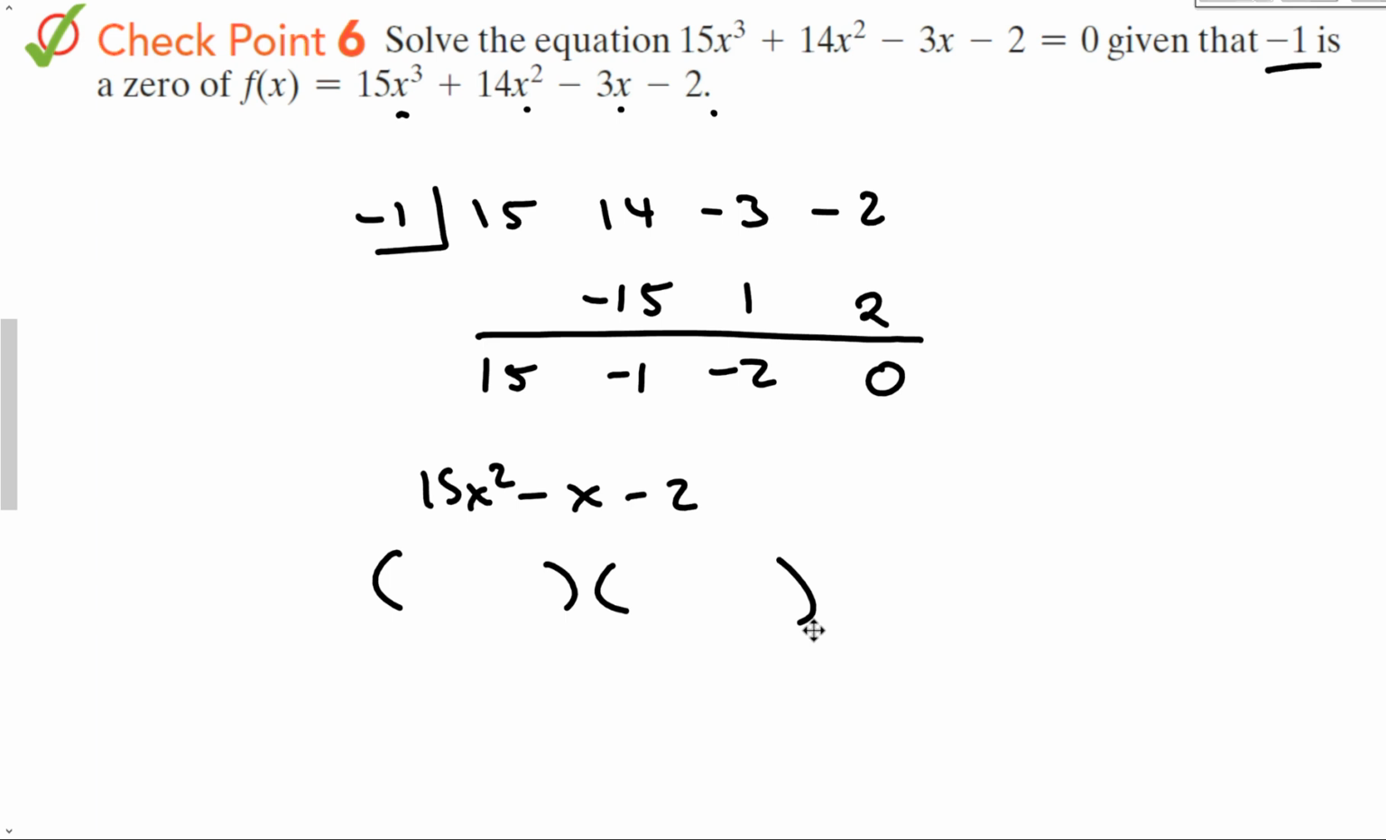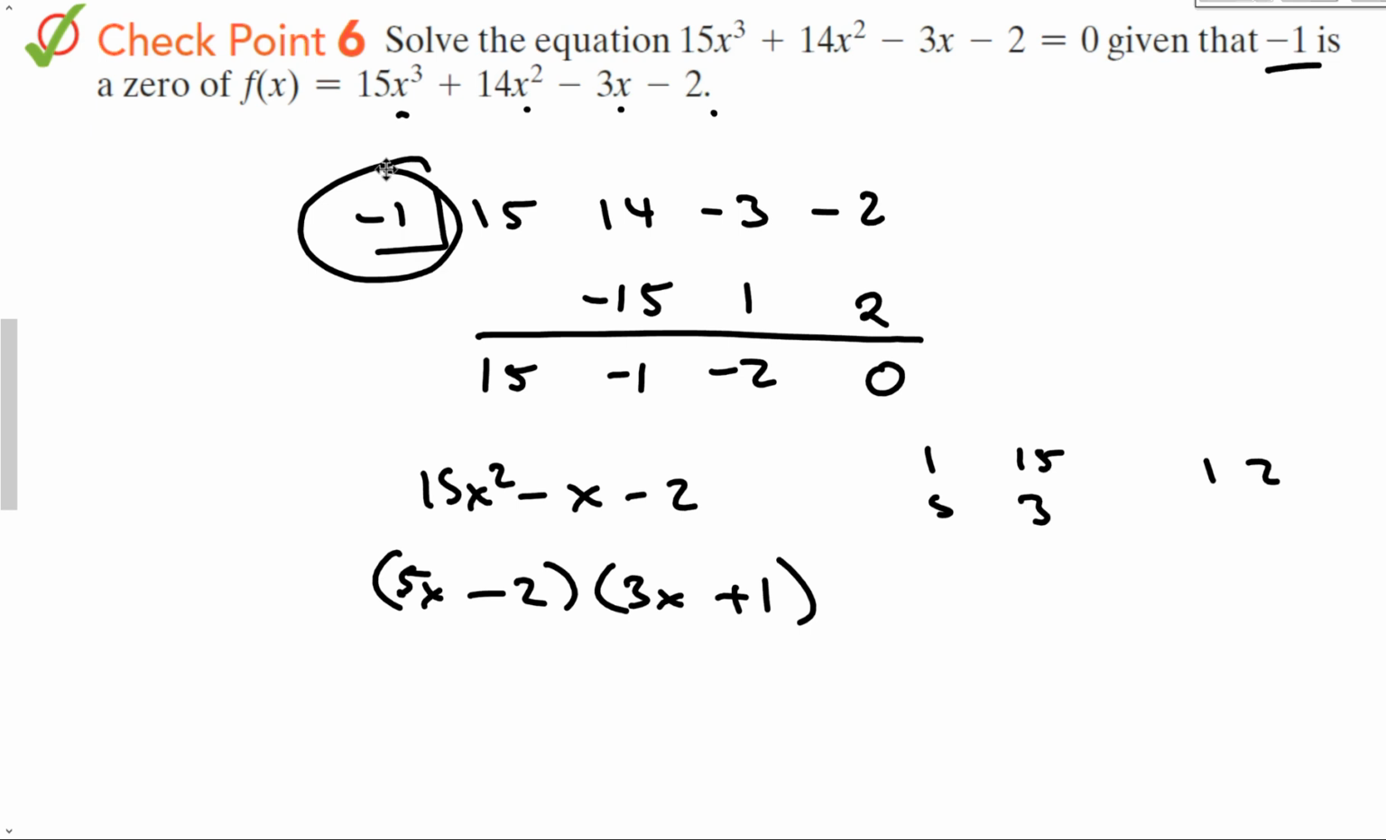Now, I can factor this. Factors of 15, 5 and 3. Factors of 2. How to get them to subtract to -1. We're going to get 5x, 3x there. And we want the 5 multiplied with the 1, the 3 and the 2 to give me a -6 and a +5. So my factored answer is going to be, that's my first factor.